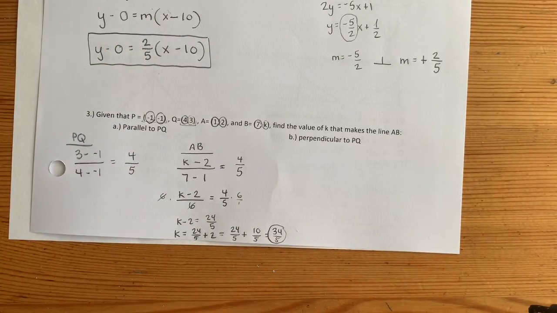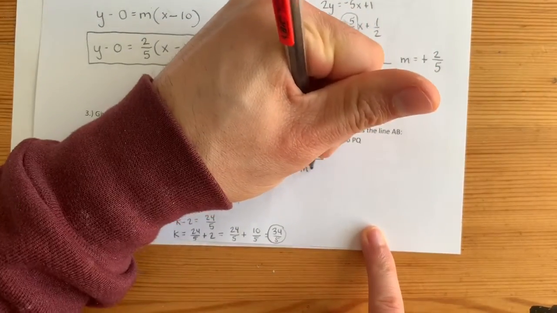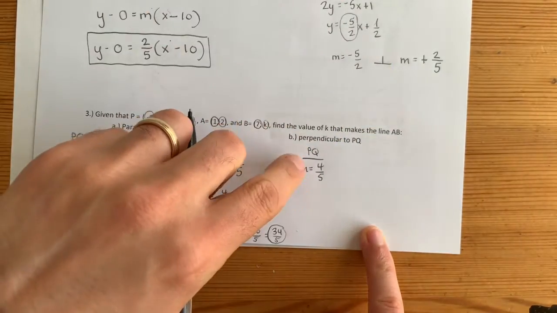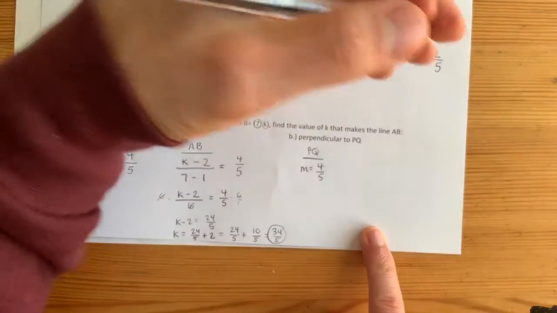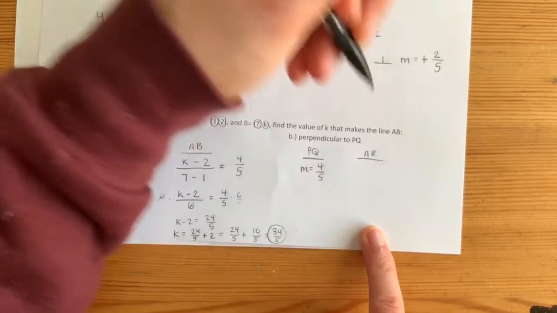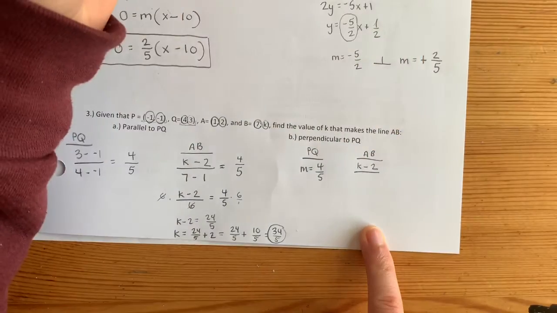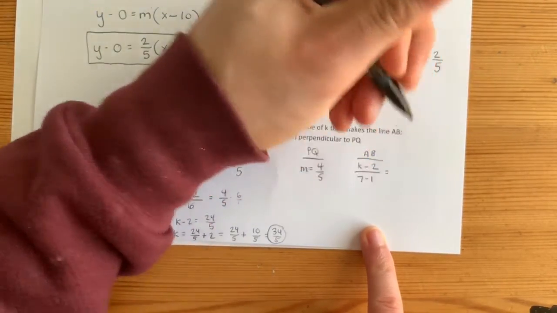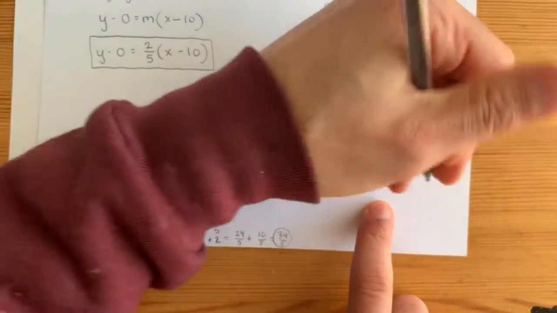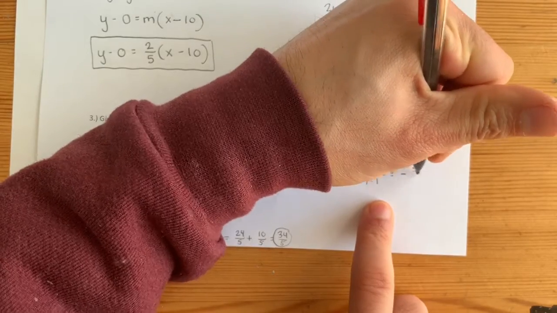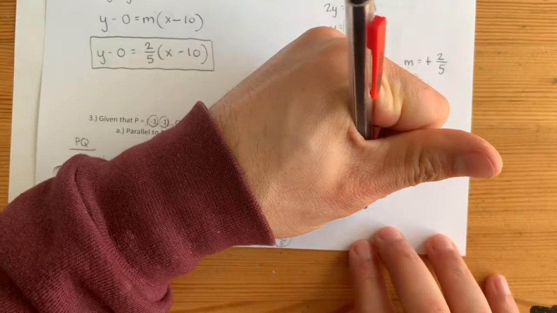For perpendicular, same idea. So PQ, we've already established, has a slope of 4/5. So if I want to go perpendicular to that, then I'm going to set up the slope for B to A, or A to B, doesn't matter, would be the same idea as before, y2 minus y1. But this time it is not going to be equal to 4/5 because that would be parallel. Instead, it needs to equal the negative reciprocal of that. And again, I get here. So now let me simplify a little bit here.